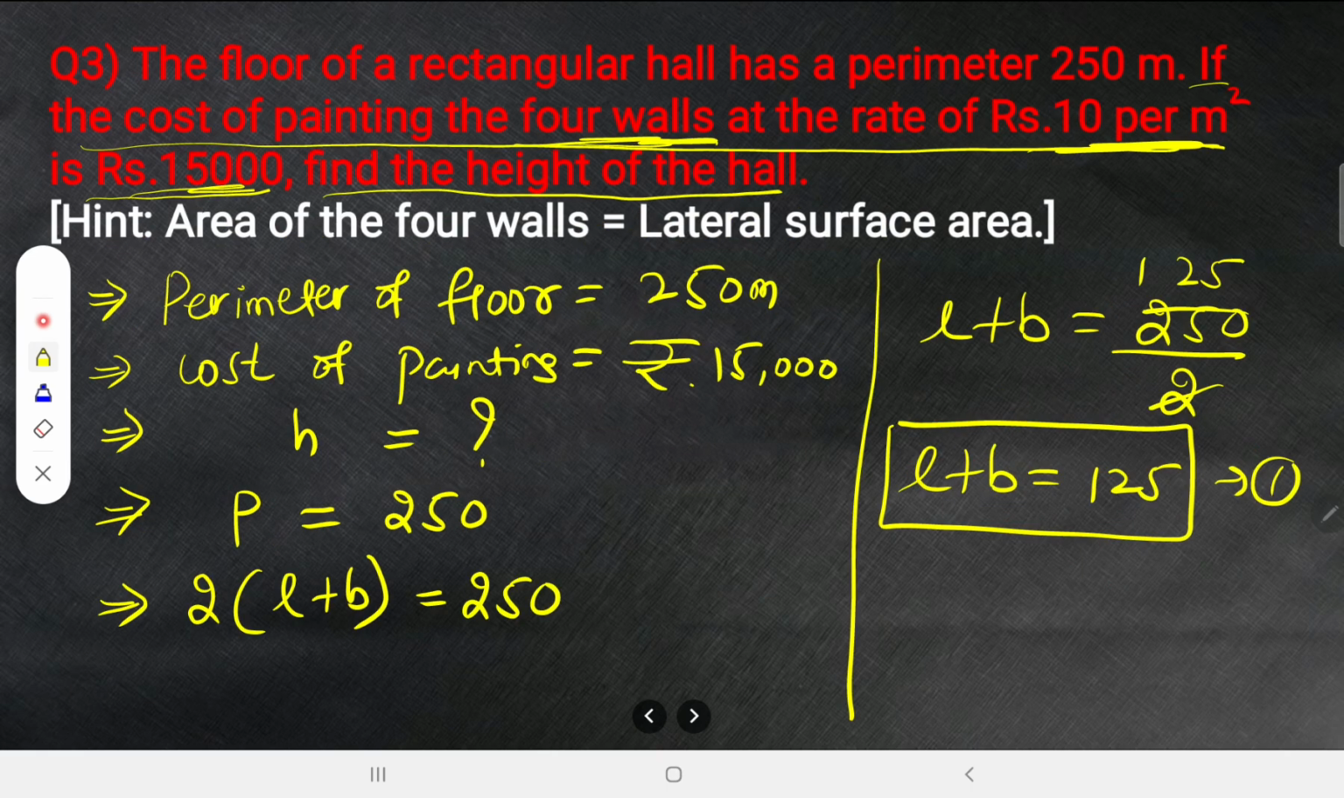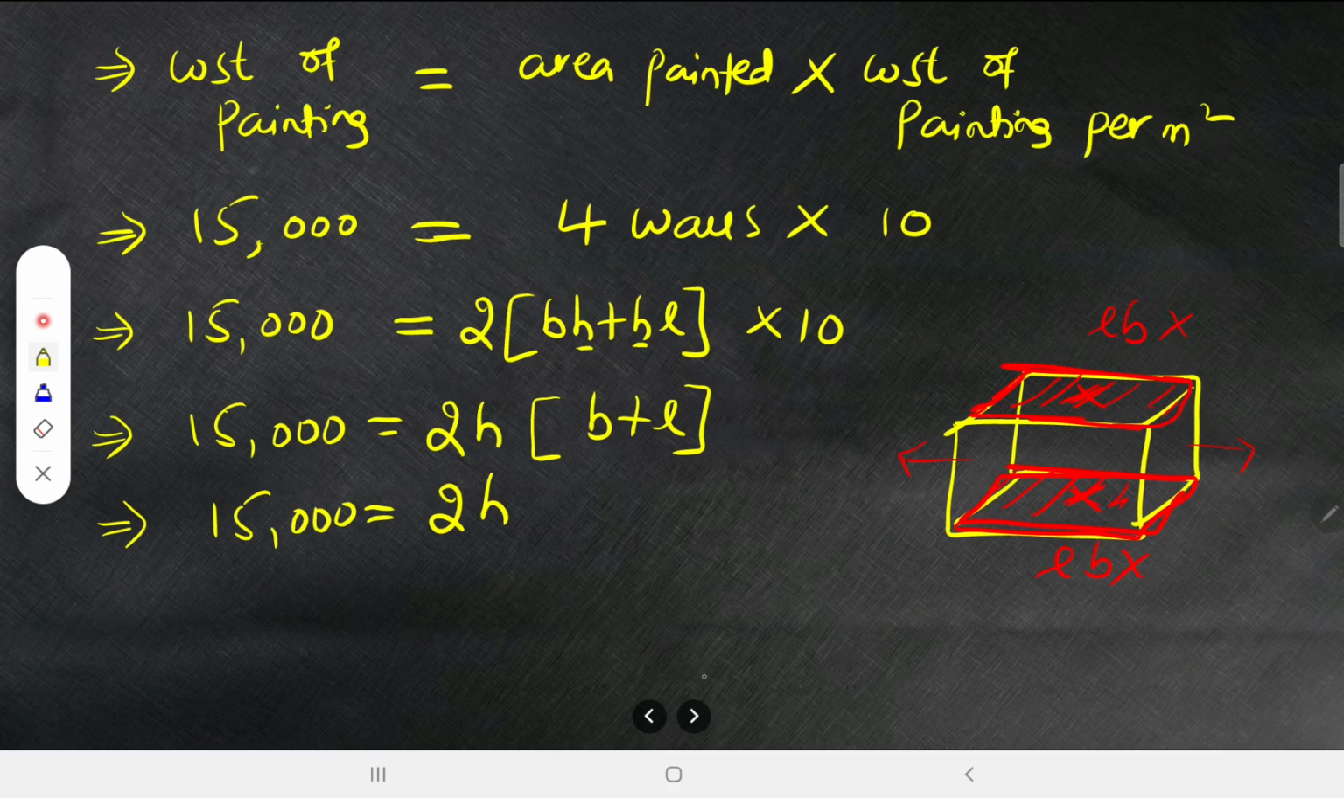All right, fine. Then moving forward, 15,000 is equal to 2H into B plus L. Just observe, B plus L or L plus B, we got this, no? What is this? 125. L plus B or B plus L, both are same, so this will be substituted with into 125. So how we got this? We got this from equation 1, so that's why I named it as 1. Is it clear? And definitely into 10 is there, I forgot that also.